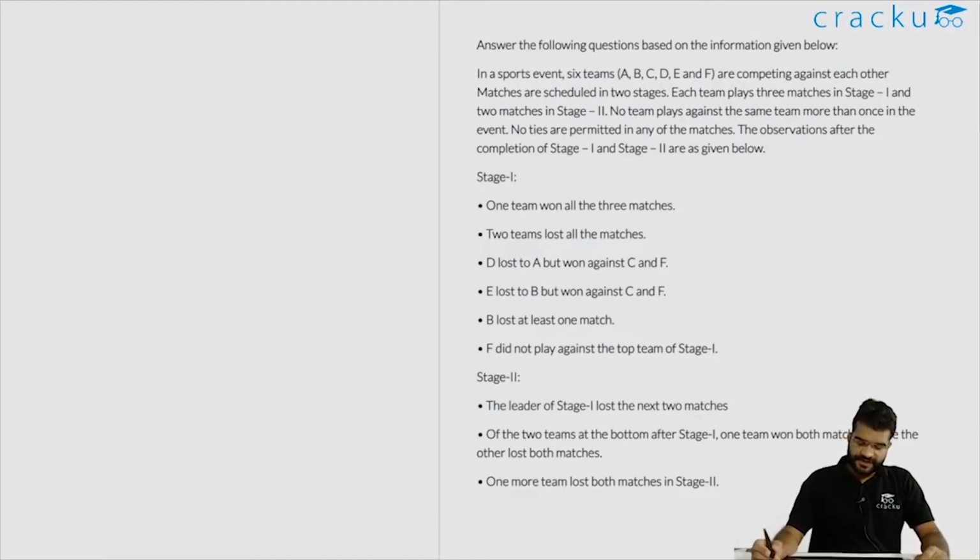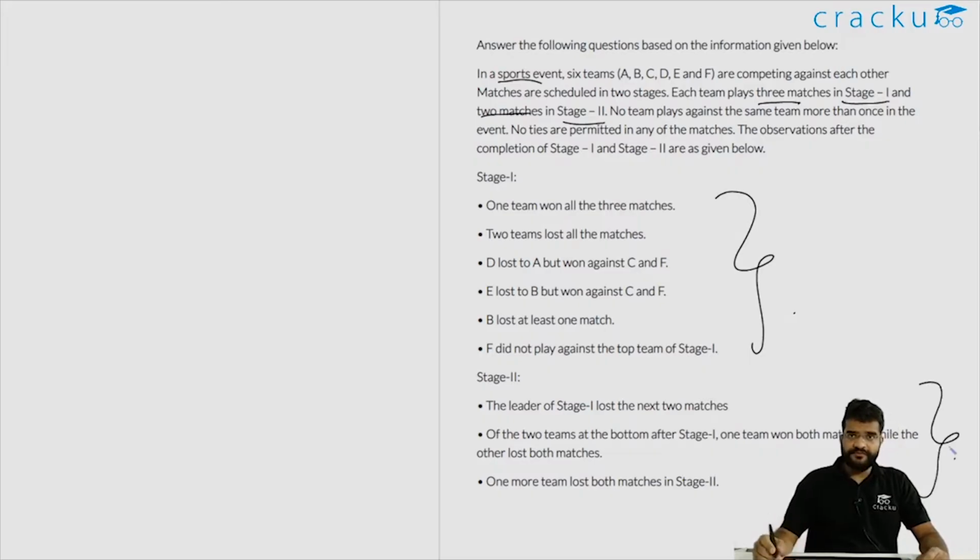In this question, we are told that there is a sports event in which 6 teams A, B, C, D, E and F participate, and they play against each other once, but the tournament is divided into 2 stages, stage 1 and stage 2. In stage 1, 3 matches happen for each team, and in stage 2, 2 matches happen for each team. We are given some clues about who won against whom in stage 1 and who won against whom in stage 2, and we are required to find out the results of each of the matches. So let us get started.